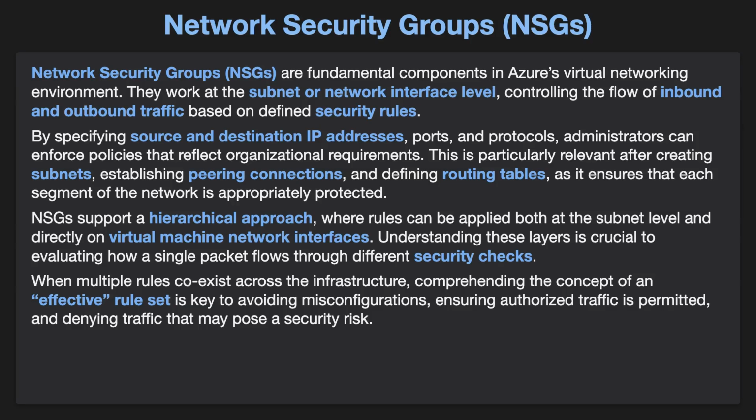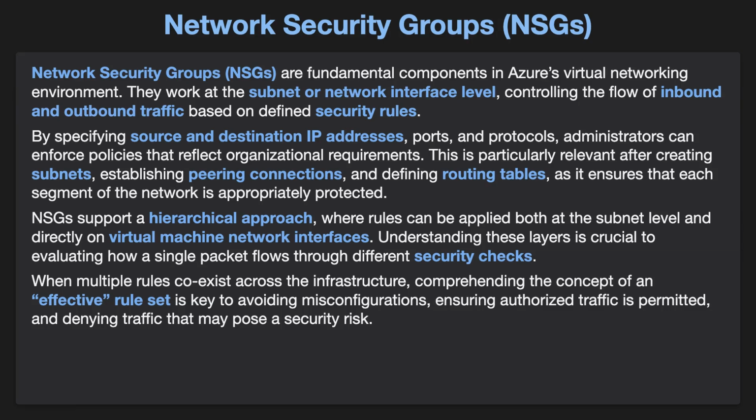Network security groups, NSGs, are fundamental components in Azure's virtual networking environment. They work at the subnet or network interface level, controlling the flow of inbound and outbound traffic based on defined security rules. By specifying source and destination IP addresses, ports, and protocols, administrators can enforce policies that reflect organizational requirements. This is particularly relevant after creating subnets, establishing peering connections, and defining routing tables, as it ensures that each segment of the network is appropriately protected.